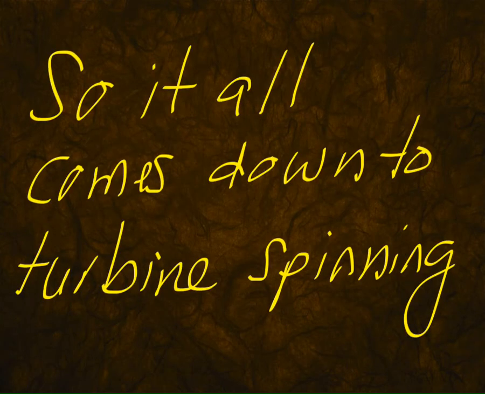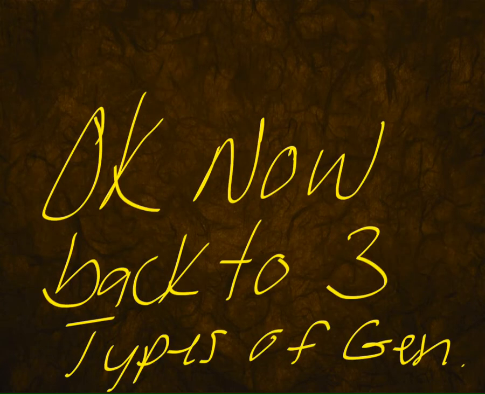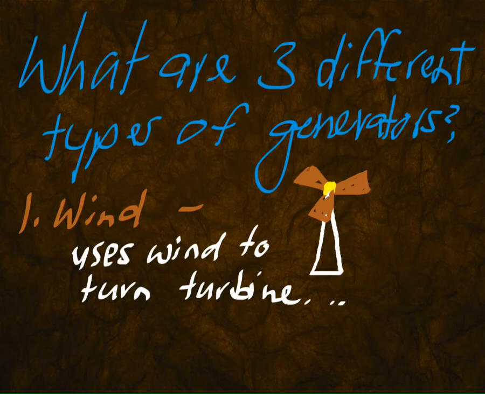The main, most important part of the generator is the turbine spinning. As you see, it all comes down to the turbine spinning. So now that I've given you the parts of a generator, let's get back to the three types. The first type that I'm talking about is wind. You like my picture? Wind uses wind energy to turn the turbine. So as wind blows, it spins these little propellers that you see, and as the propellers spin, it turns the turbine, which turns the rotor, which has the magnets. Okay, you get it.